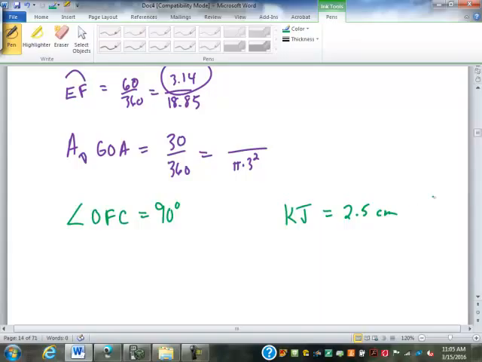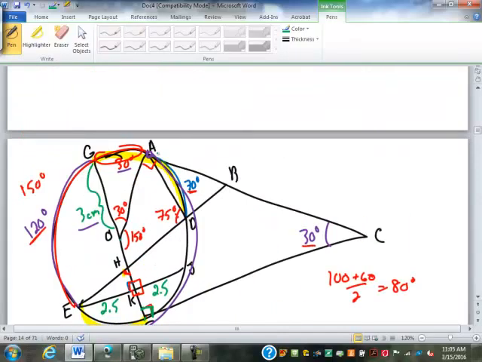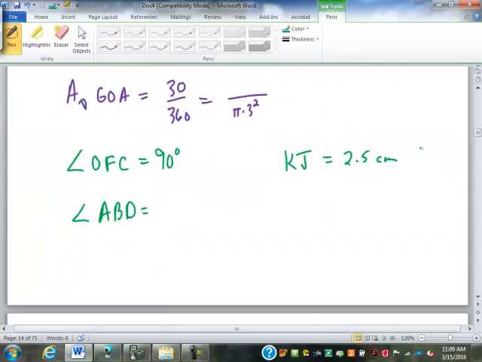And then angle ABD. So this angle right here, this is 70 degrees. This is 150 degrees, right? So that angle is 150 minus 70 over 2, otherwise known as 40 degrees. Is that it, or is there one left? Yeah, length KF.